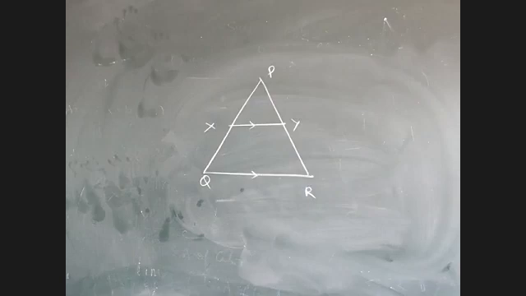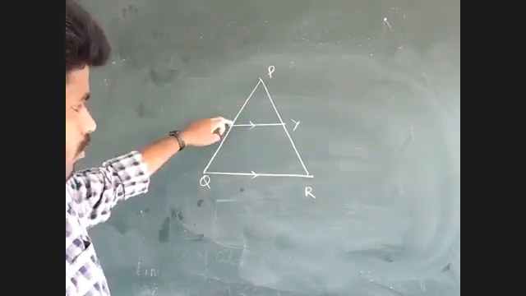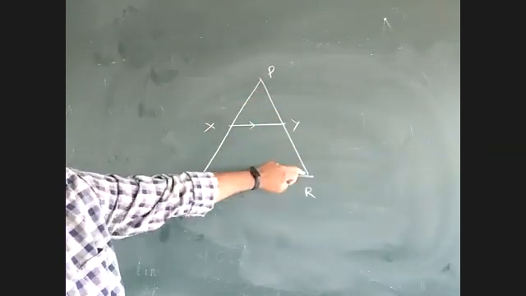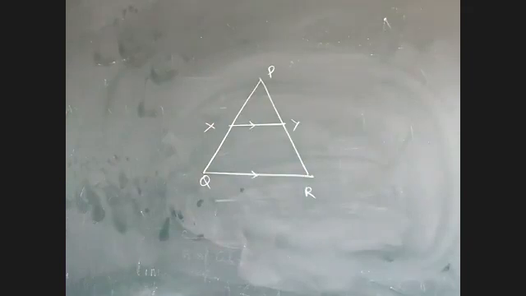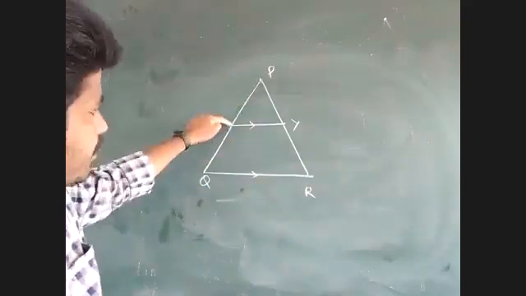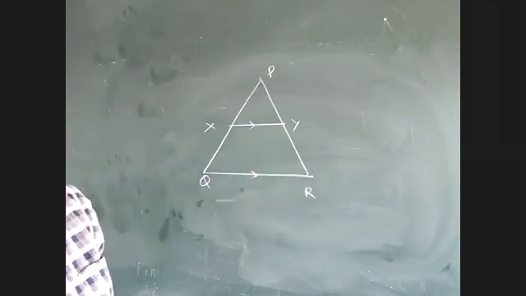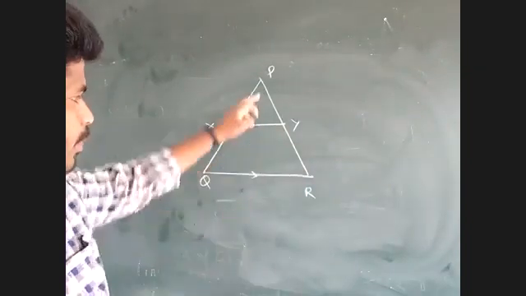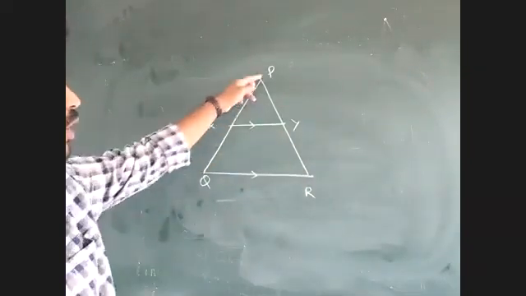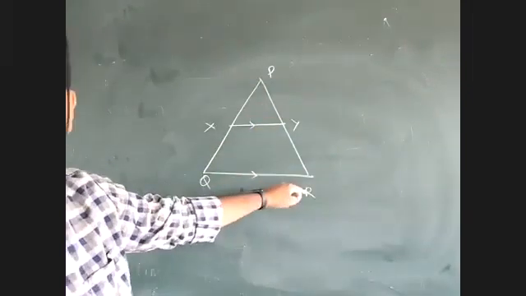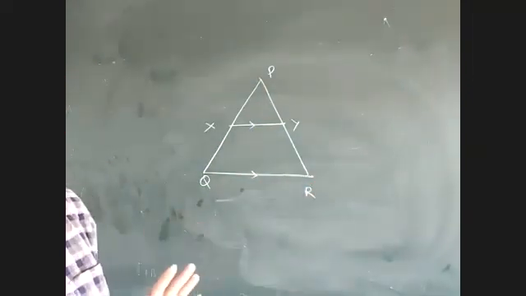PX by XQ is equal to PY by YR. That's all. That is the basic proportionality theorem formula. Again, PX by XQ equal to PY by YR. This is the basic proportionality theorem formula.